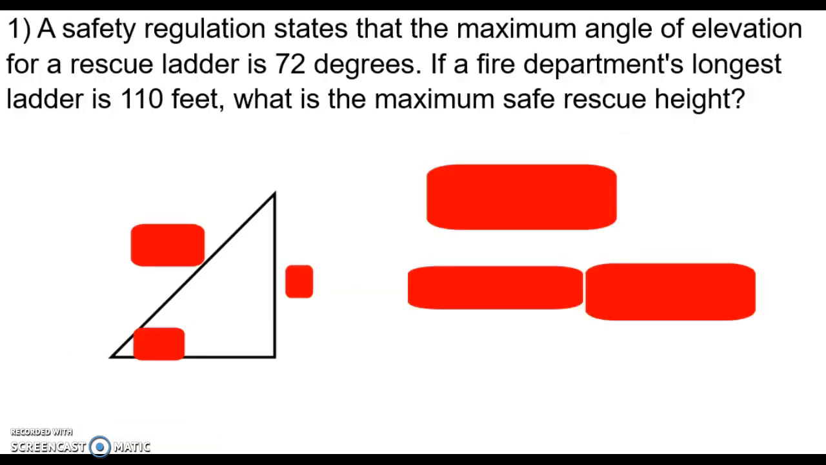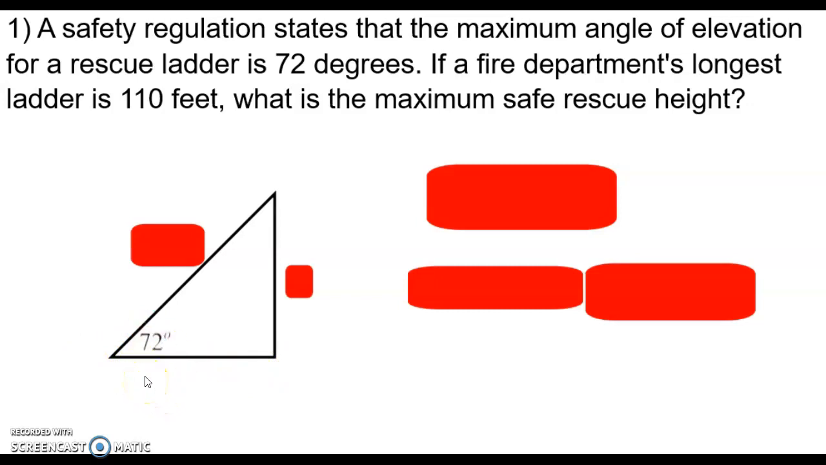Looking at number 1, if you got this incorrect, the answer was 104.62 feet. We're going to go over it. A safety regulation states that the maximum angle of elevation for a rescue ladder is 72 degrees. If a fire department's longest ladder is 110 feet, what is the maximum safe rescue height? We have this right triangle here, and the rescue ladder is our hypotenuse. It's leaning against this wall here, and the angle of elevation must be 72 degrees. Again, horizontal line looking up, this is our angle of elevation of 72 degrees.